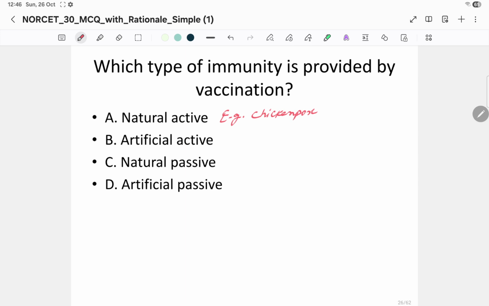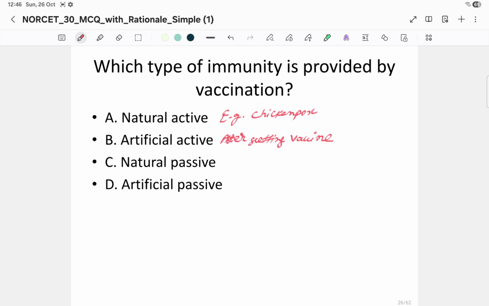So the antibodies produced after the exposure to an infection is called natural active. And artificial active immunity means antibodies made after getting a vaccination. Antibodies made after getting a vaccine is called artificial active.